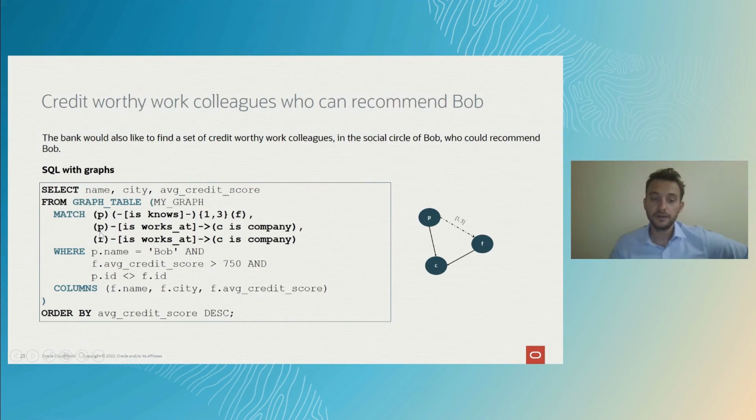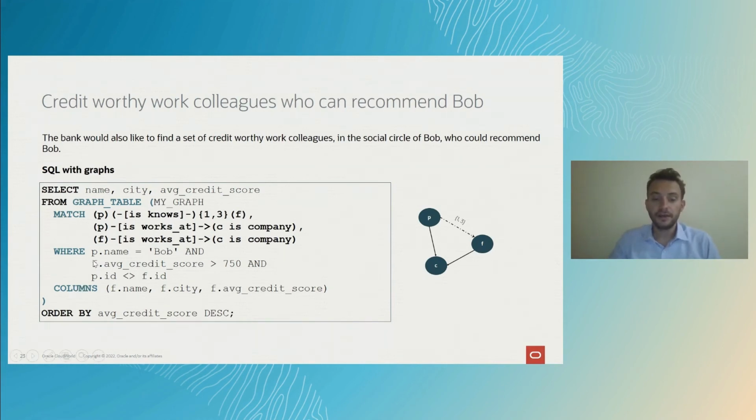So we just write down here, okay, P should work at the company C, and then F should work at the same company C. So with these very simple 3 lines, we basically model a very complex query, if you think about it, because first of all, we model the social circle aspect. So P connected to F via 1-3 hops, and then we assert that the vertices that we found, they all end up working at the same company.